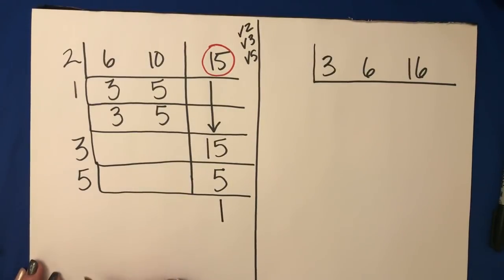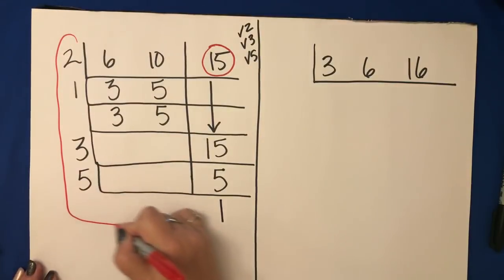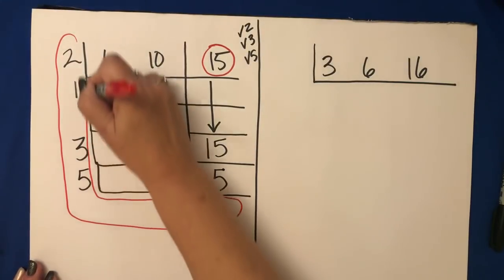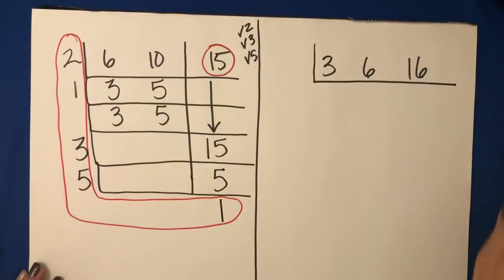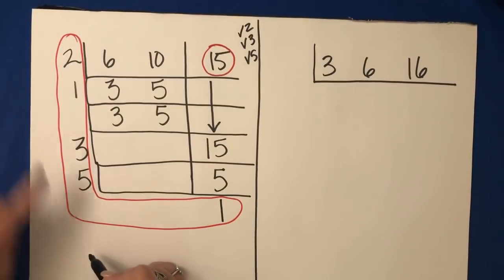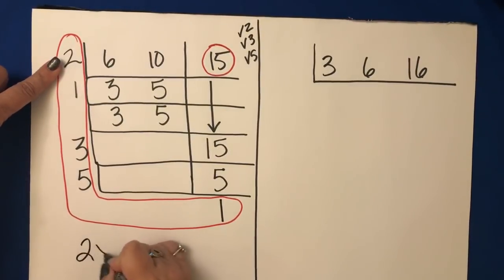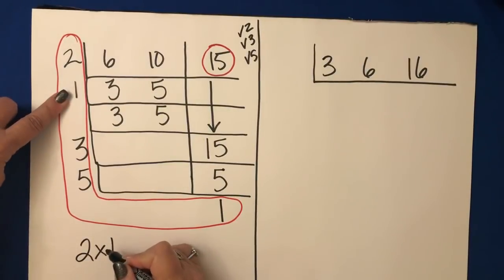So now what we're going to do is grab all the numbers, still making the L shape. Okay, and then we're going to carry those down below and multiply them out to see what we get. So 2 times the 1.